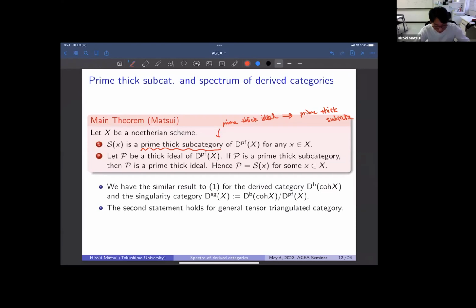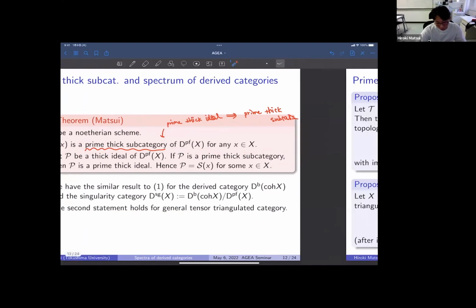This is the main theorem. Since the second statement is a very general statement, let me give an outline of the proof of the first statement. To this end, let me give two propositions.